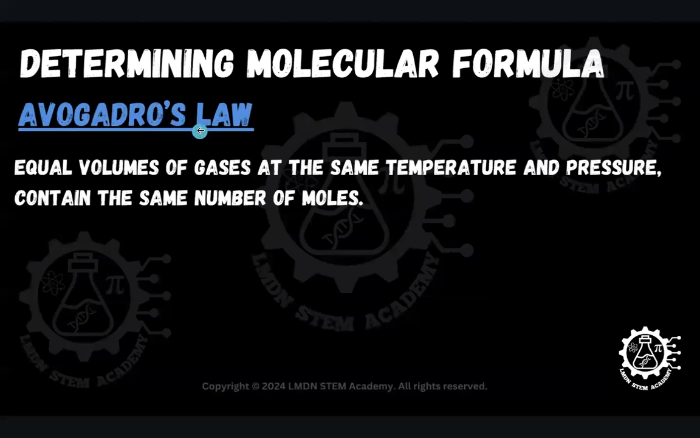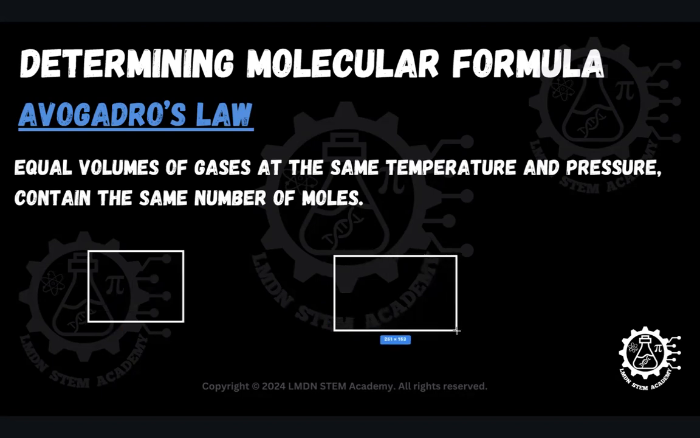Avogadro's law essentially states that equal volumes of gases at the same temperature and pressure contain the same number of moles. So let's take some hypothetical gases. Let's imagine that we have hydrogen. Let me get a shape to represent a container. So imagine I have 3 containers.